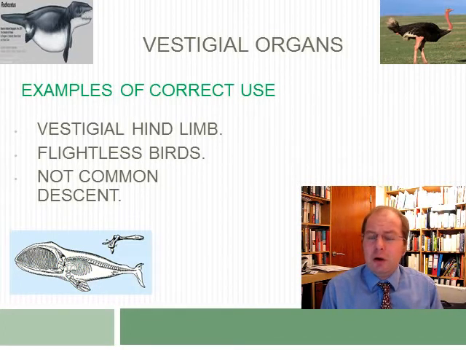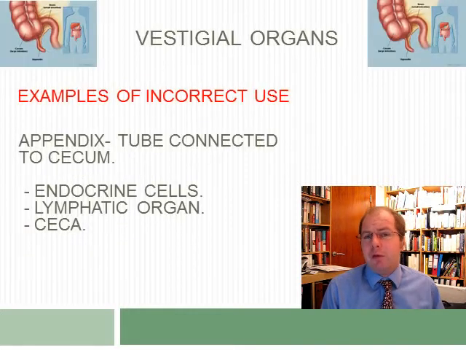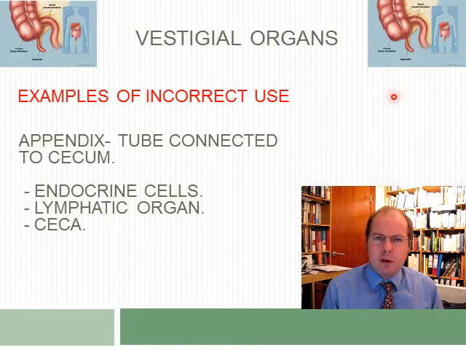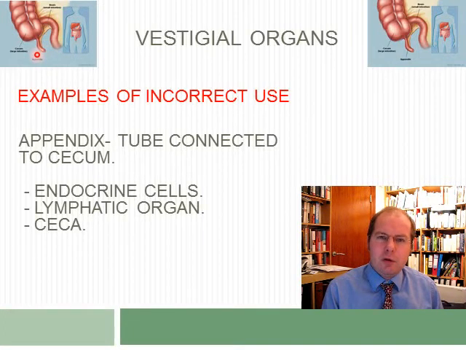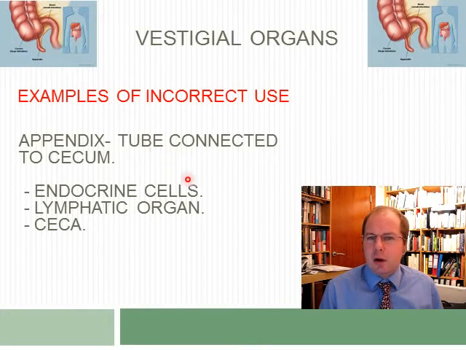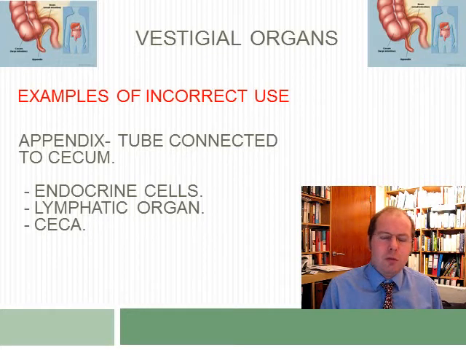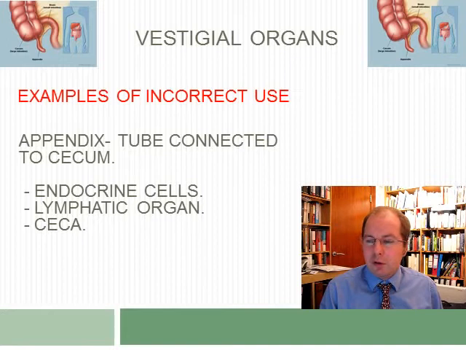Now we're going to look at some incorrect examples of the vestigial argument. The first incorrect example is the appendix. The appendix is a tube connected to the cecum near the junction between the small and the large intestine. It used to be said, well, it gets infected, it has no function, no intelligent agent would build an organism with an appendix. We now know it has endocrine cells.